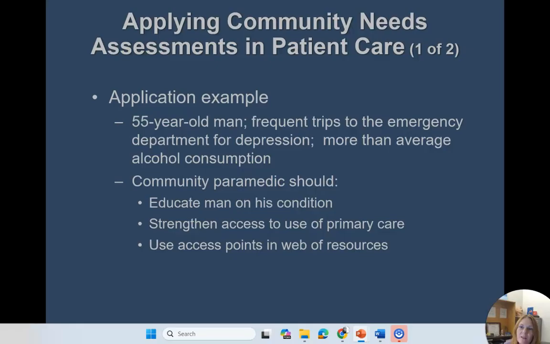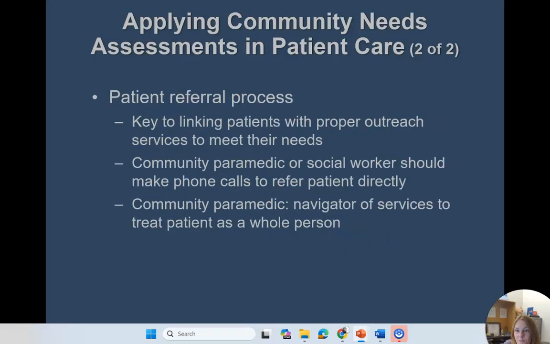So let's apply this. We're going to imagine a 55-year-old man who repeatedly visits the ER for depression, heart failure, and heavy alcohol use. As a community paramedic, you're going to educate him on his condition, reinforce medication compliance, and connect him to primary care. You'd also link him with behavioral health support using that web of resources that we've developed. The referral process is where the rubber meets the road.